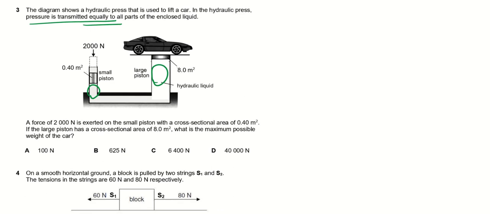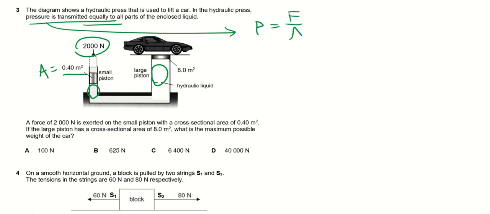Then we take note there's a force here, 2000 Newton, and there's a cross-sectional area of 0.4. Now, when they say pressure, you must already think of pressure equals force over area, this formula. Then on the other side, we also have another area. Maybe I call this A1, I call this F1. Over here will then be my A2. They want us to find the maximum possible weight of the car, which I can call F2.